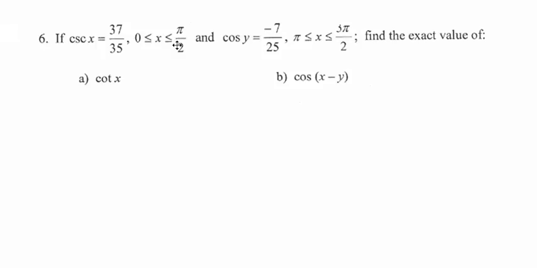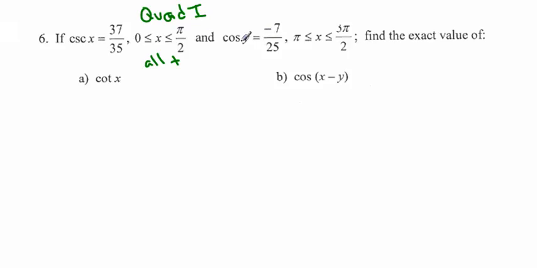So here's the question. I'm told information about x. What I'm told is that cosecant x is equal to 37 over 35, and x is in this quadrant, and let me just identify that. That's quadrant 1. So all of them are positive: sine, cosine, and tangent, and all the reciprocals, they're all positive in quadrant 1. So that's what I know about x. I know cosecant x is this ratio, and I know it's in quadrant 1.